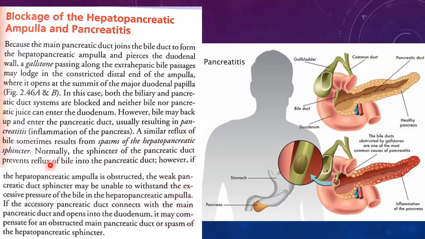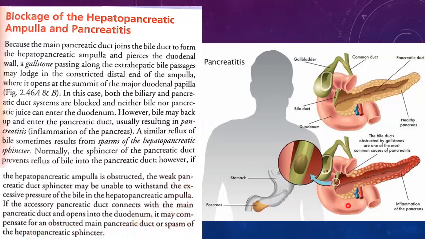A similar reflux of bile sometimes results from spasms of the hepatopancreatic sphincter. Normally the sphincter of the pancreatic duct prevents reflux of bile into the pancreatic duct. However, if this ampulla is obstructed by a gallstone, the weak pancreatic duct sphincter may be unable to withstand the excessive pressure of the bile in the hepatopancreatic ampulla. And if the accessory pancreatic duct connects with the main pancreatic duct and opens into the duodenum, it may compensate for an obstructed main pancreatic duct or spasm of the hepatopancreatic sphincter.